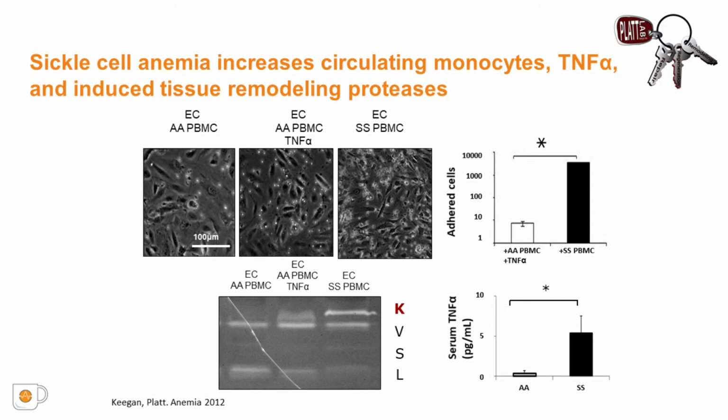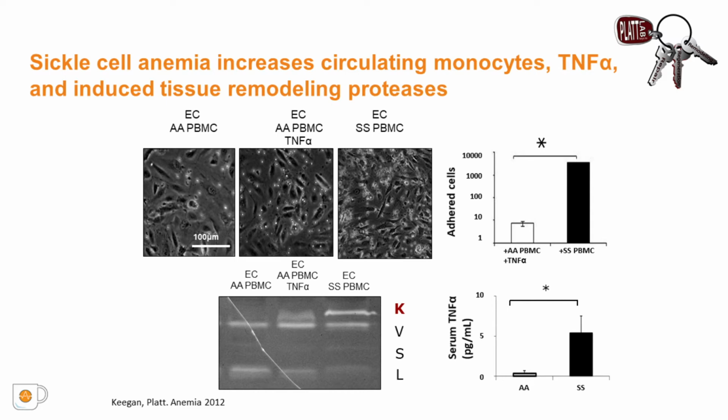And we showed early on, well, others had shown this before us, but we confirmed in our own hands that when you have AA PBMCs, that's wild type, and they stick to endothelial cells, again, the cells that line the blood vessel wall, you see the AA PBMCs, not a lot can stick, but with this inflammatory cytokine, TNF-alpha, it promotes adhesion of the peripheral blood mononuclear cells.